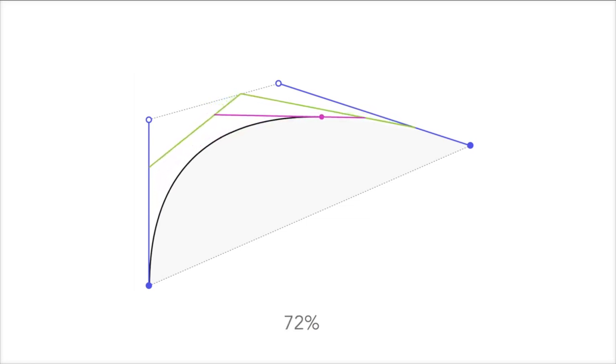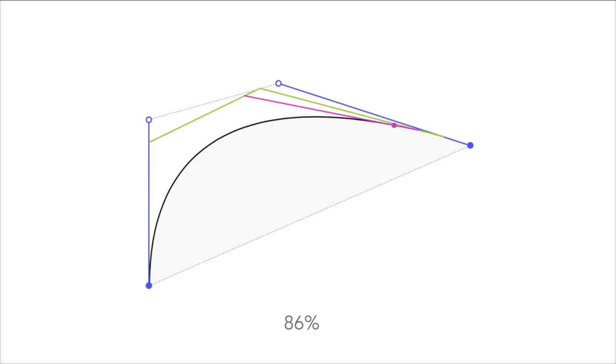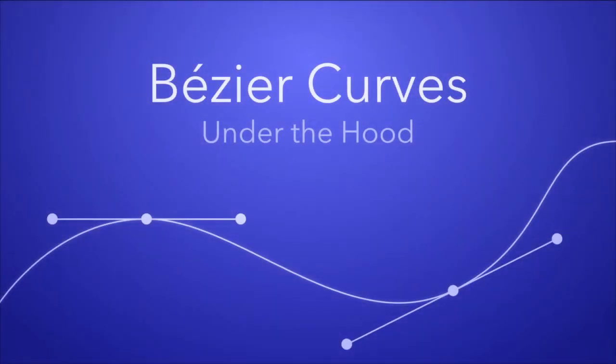Let's look at how all of this comes together. And one more time. And that's it. Proof that Bezier curves aren't controlled by magical magnetic handles, just by a few guidelines moving from A to B.